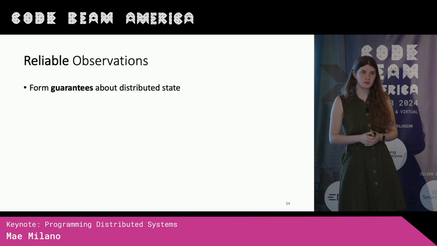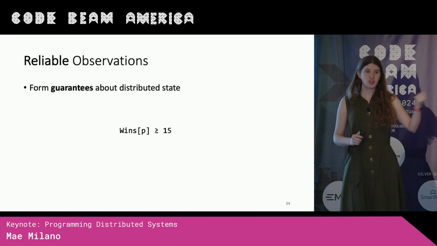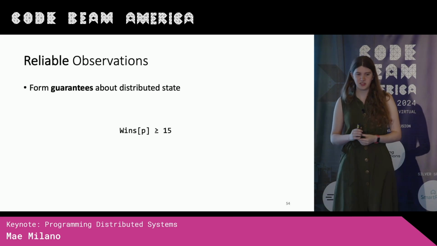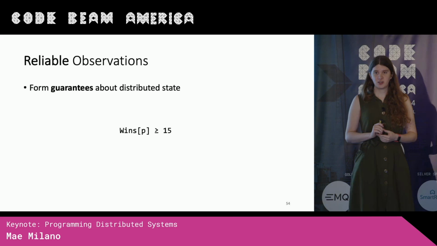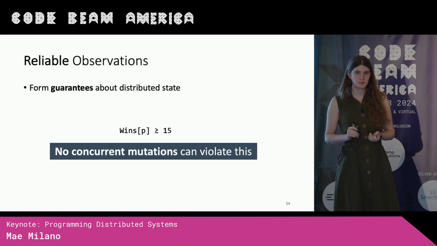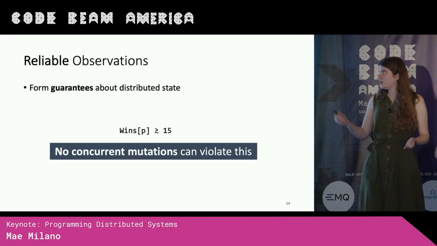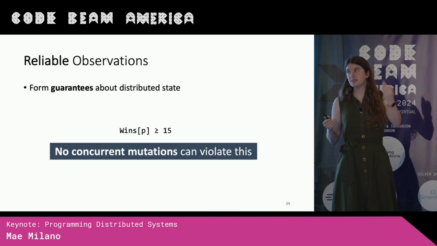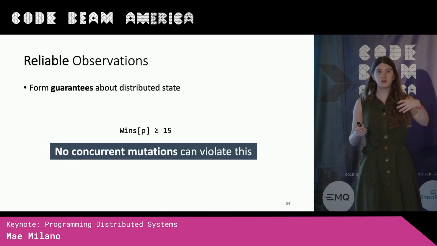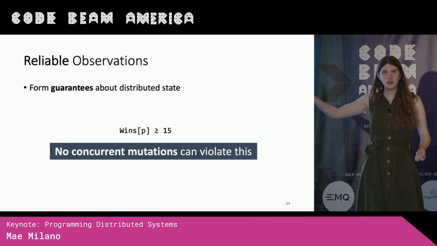But there are other examples too. For example, if I were to go back to my game tournament and check to see if the wins of a particular player was at least 15, and I see that their wins are indeed at least 15, this is a reliable observation, because your wins in the system will never go down. You saw all of the code for this tournament, and never can I decrement your wins. No concurrent mutations can violate it. So even though we may be missing some values for your wins, even though your wins look to me like they're 16, but in practice they're 4,392, they're still over 15, and they're not going to get any less over 15.